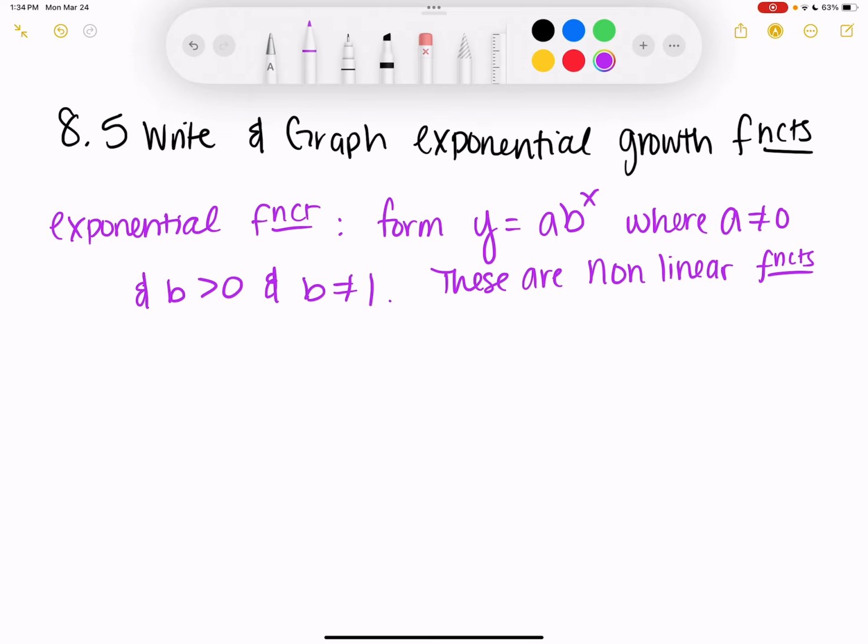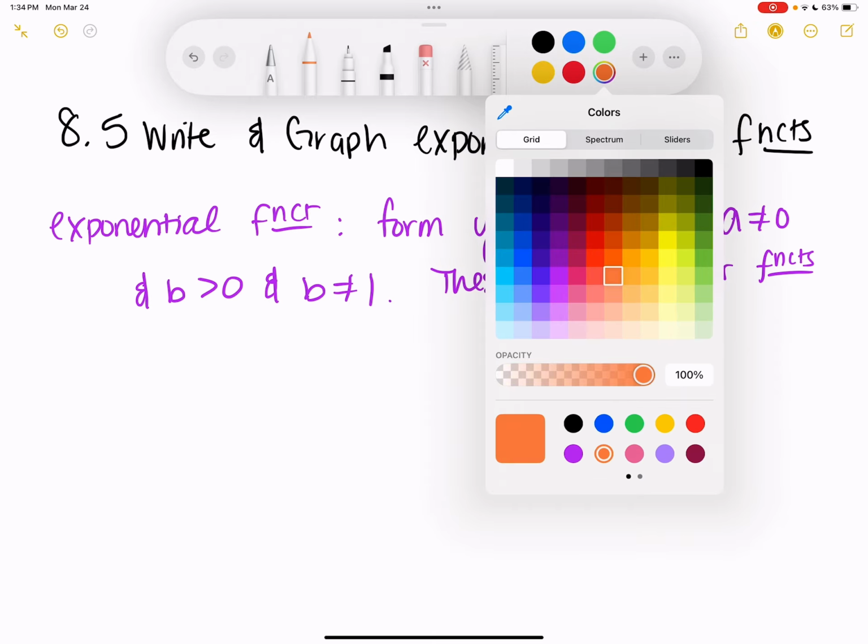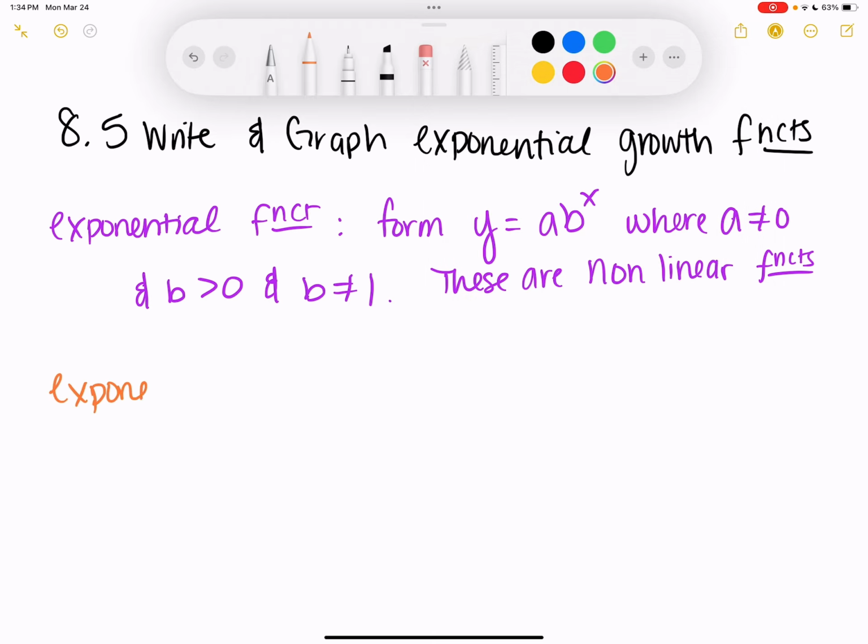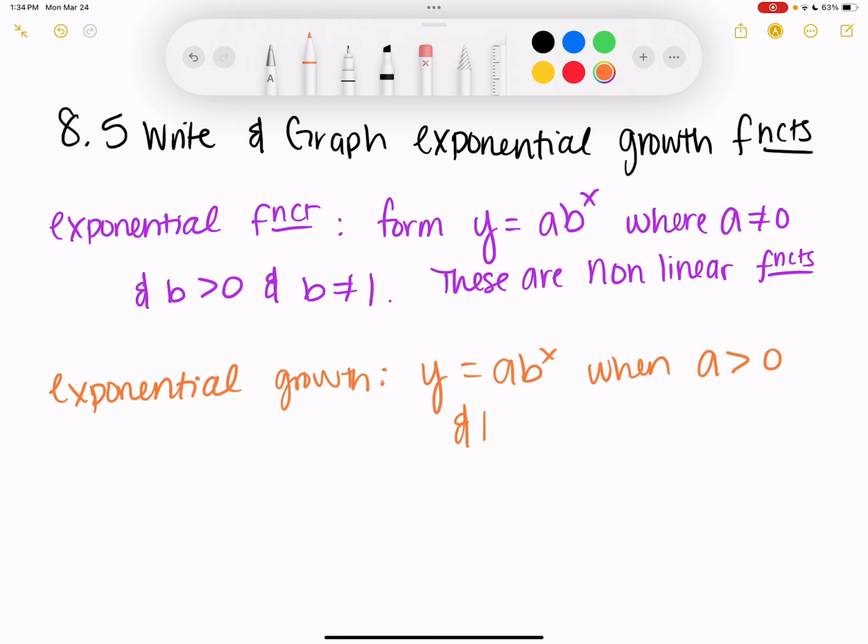Specifically, for exponential growth, we have growth that occurs for y equals a times b to the x when a is greater than 0 and b is greater than 1. So that's what I was trying to say, not x. So a has to be positive and b has to be greater than 1. It can be a decimal, but it has to be greater than 1.